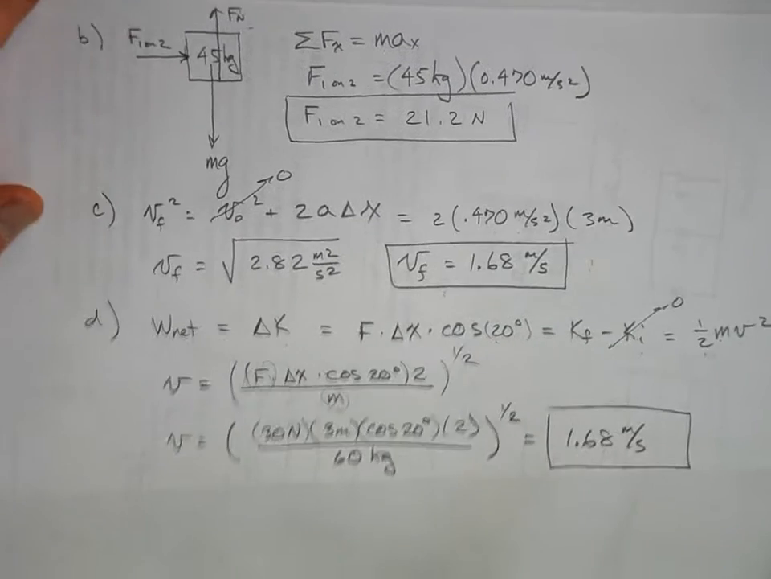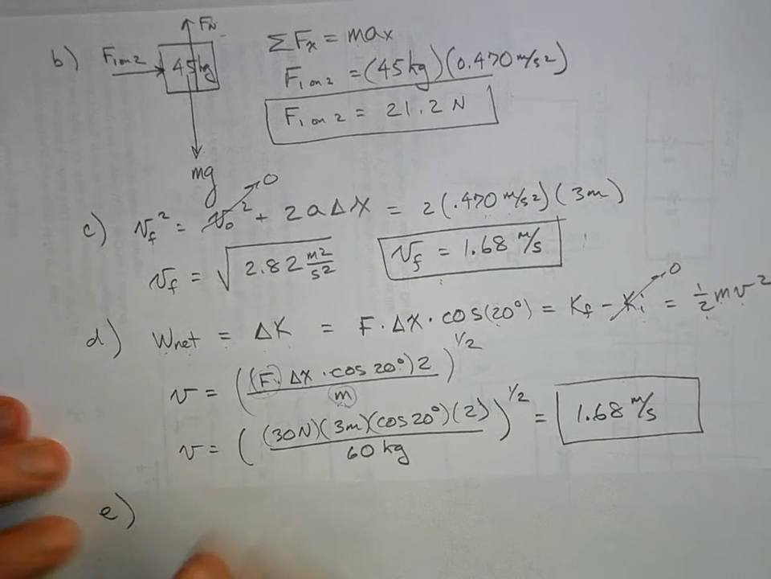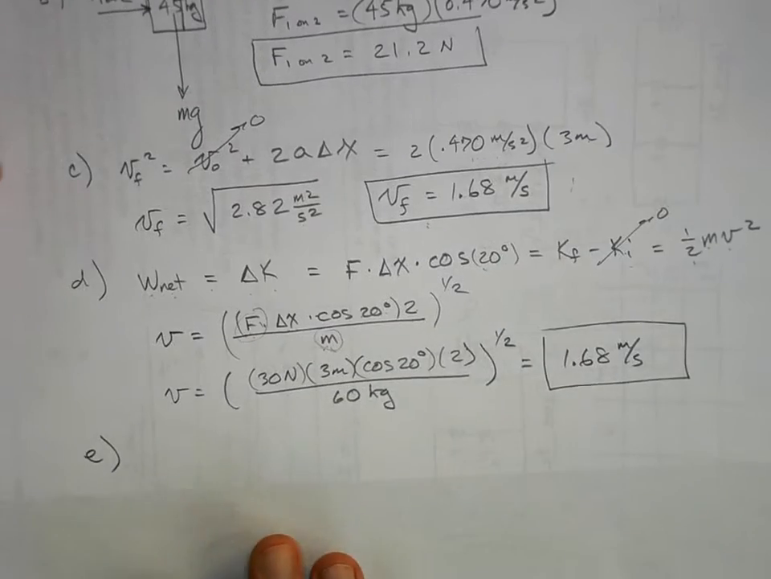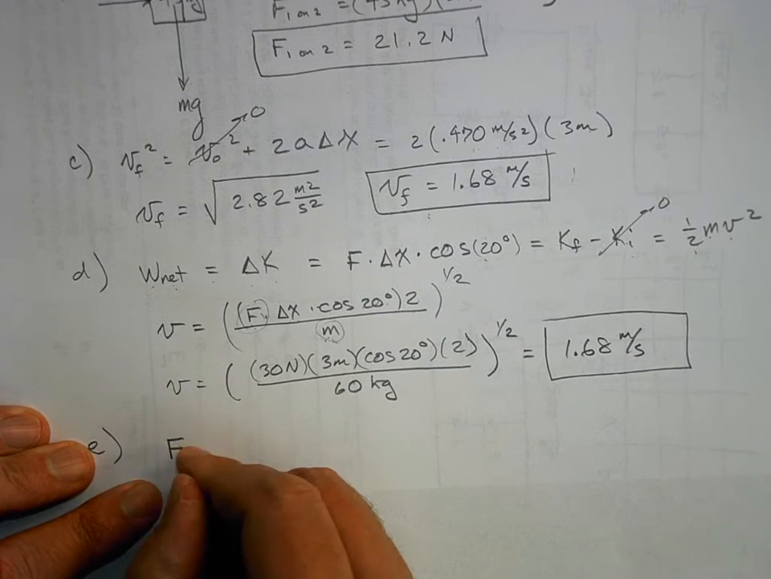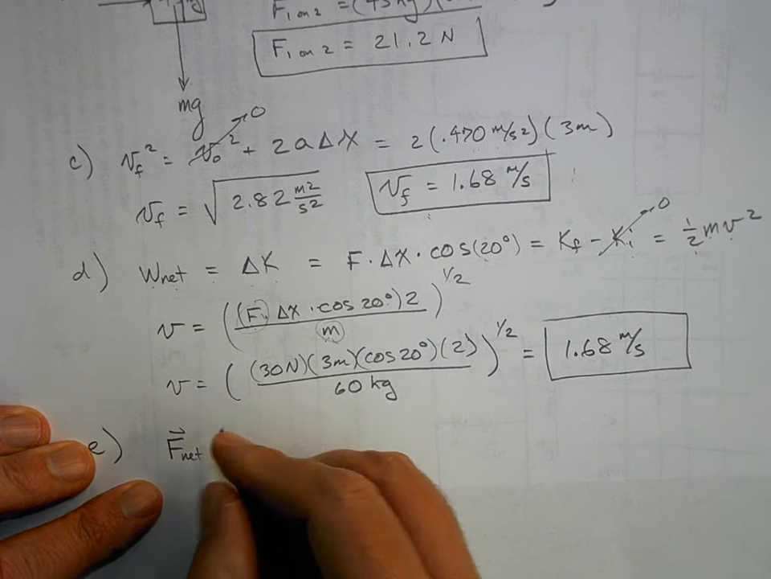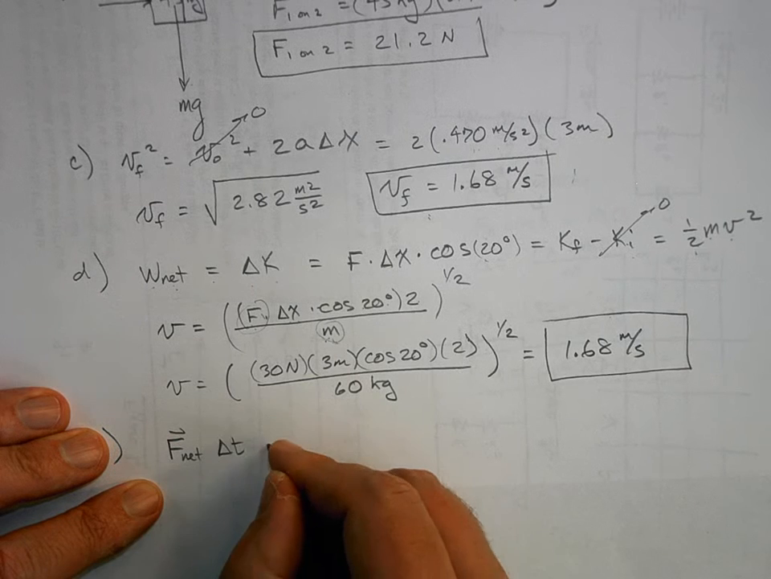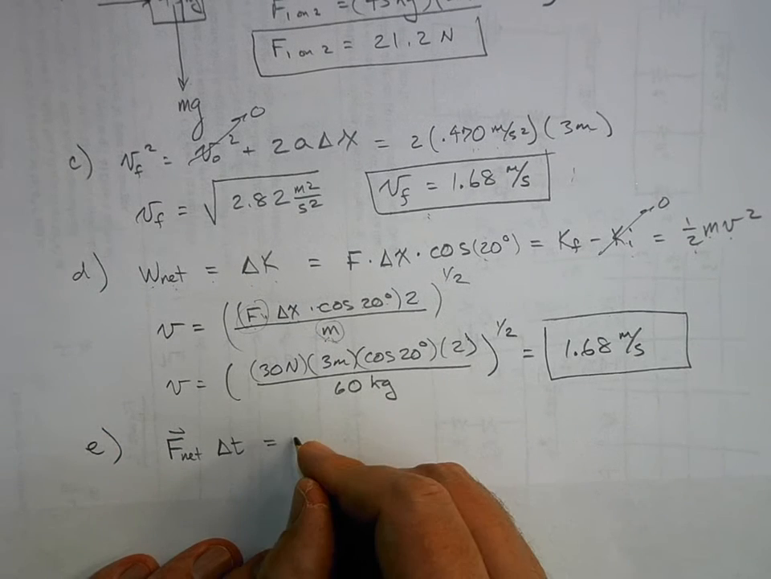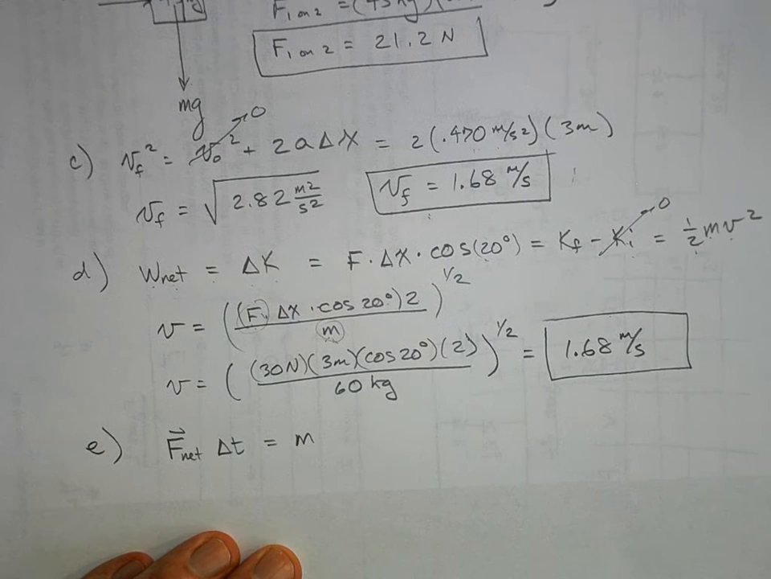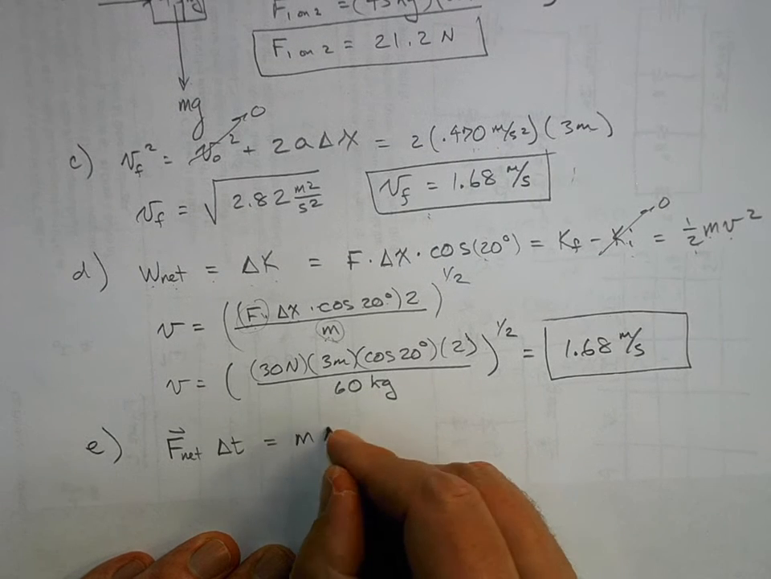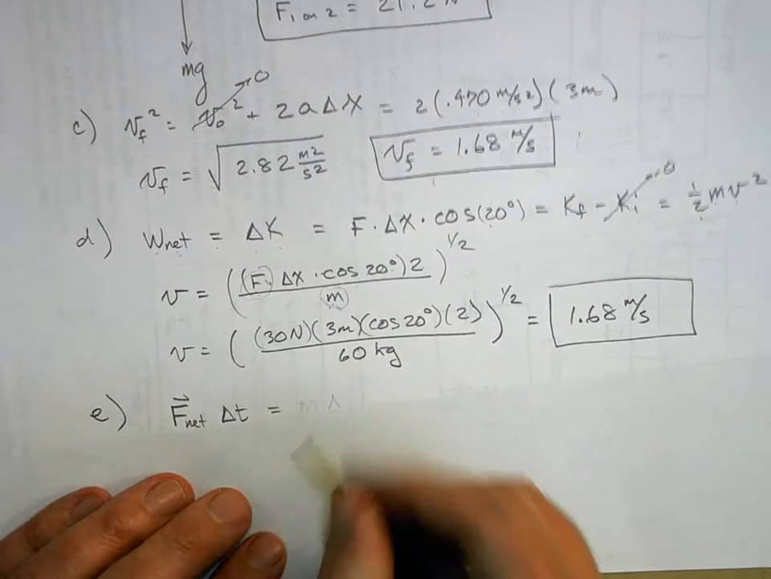Now, let's use the impulse momentum theorem. Oh man, went all the way to the end. That's not nice. Well, what the impulse momentum theorem says is that the net force times time will equal the mass times the change in velocity. Well, let me rewrite this. Hold on. Sorry. Times the change in momentum.